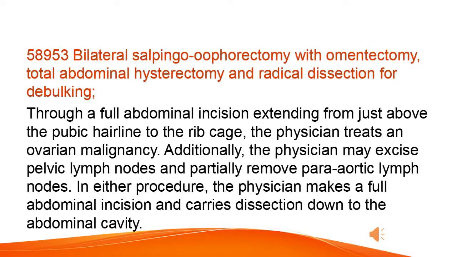Bilateral salpingo-oophorectomy with omentectomy, total abdominal hysterectomy and radical dissection for debulking. Through a full abdominal incision extending from just above the pubic hairline to the rib cage, the physician treats an ovarian malignancy. Additionally, the physician may excise pelvic lymph nodes and partially remove para-aortic lymph nodes. In either procedure, the physician makes a full abdominal incision and carries dissection down to the abdominal cavity.